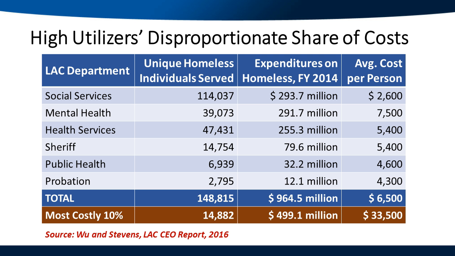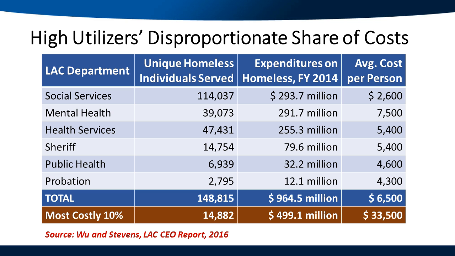A couple of years ago, two analysts here at the Los Angeles County Chief Executive Office did a study of the total cost of providing services to homeless individuals in the county across 6 different departments. And this table summarizes the findings. The punchline is the second to last row: they found that in fiscal year 2014-15, the county spent nearly $1 billion providing services to homeless individuals.